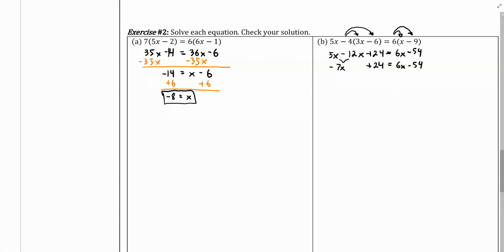So now we have negative 7x plus 24 equals 6x minus 54. Our second step is to kill off the smaller x. And so the smaller x is the negative 7x. So we'll kill it off by adding 7x to both sides. On the left-hand side, this gives us 24. And on the right-hand side, we have 13x minus 54.